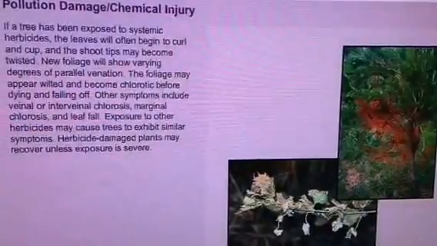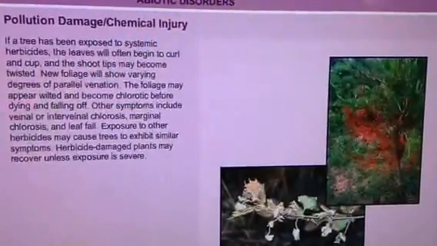If a tree has been exposed to systemic herbicides, the leaves will often begin to curl and cup, and the shoot tips may become twisted. New foliage will show varying degrees of parallel venation. The foliage may appear wilted and become chlorotic before dying and falling off. Other symptoms include venal or intervenal chlorosis, marginal chlorosis, and leaf fall. Exposure to other herbicides may cause trees to exhibit similar symptoms. Herbicide-damaged plants may recover unless exposure is severe.